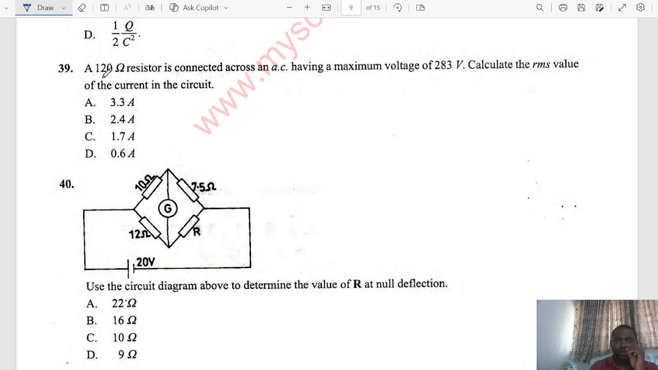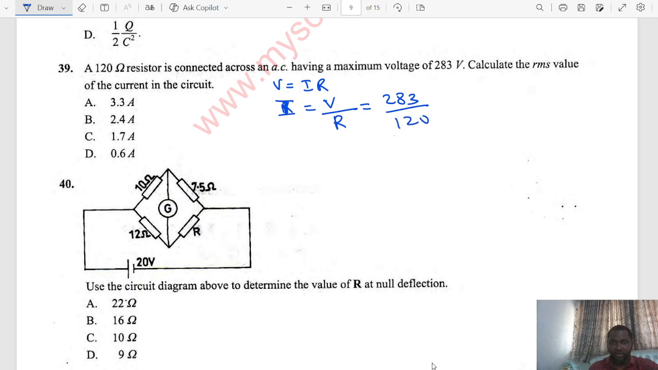Now the next one says a 120 ohms resistor is connected across an AC having a maximum voltage of 283 volts. Calculate the RMS value of the current in the circuit. First off, we know that voltage is supposed to be current times resistance. So the current is going to be equal to the voltage divided by the resistor, and that is 283 divided by 120.